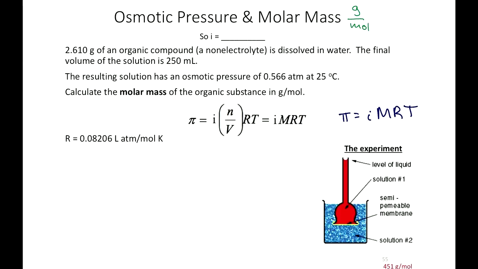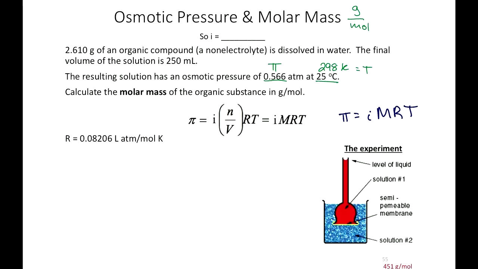So I am telling you, you have 2.6 grams of an organic compound, a non-electrolyte. We dissolve it in water. It has this final volume. The resulting solution has this osmotic pressure at this temperature. Cool. That sounds like pi. And then 25 degrees Celsius, that's 298 Kelvin. That sounds like temperature. Cool. So we have a lot of parts here.